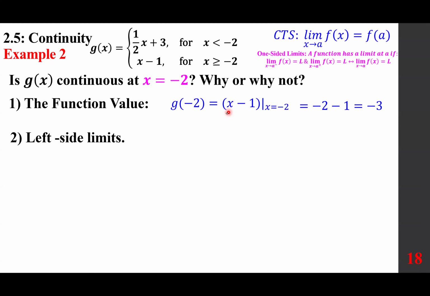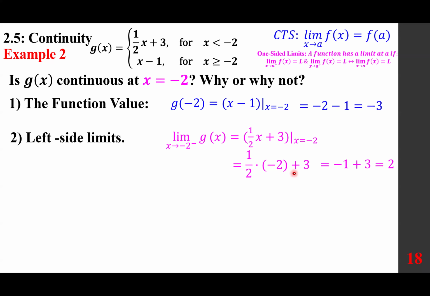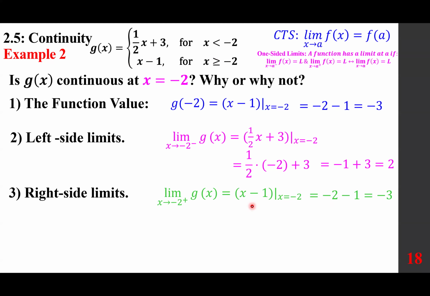Let's look at the left side limit. That means you look at the less than piece. So this function, if you plug in negative 2, you get negative 1. 1/2 of negative 2 is negative 1, and 3. They add up to positive 2. Now the right side limit, greater than, you look at this piece, x minus 1, and you plug in negative 2, and negative 1 becomes negative 3.